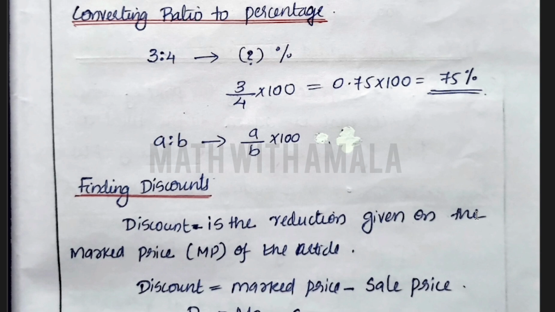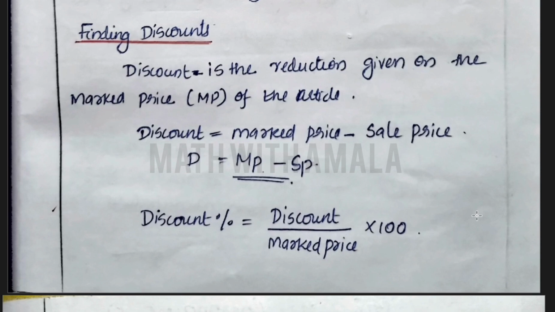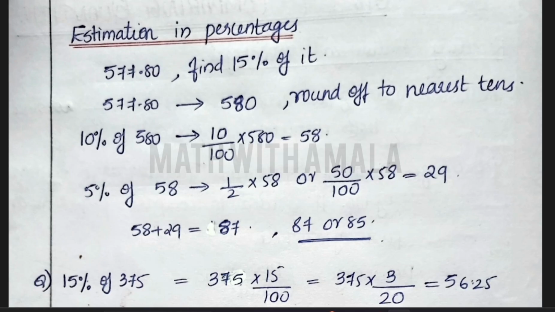Now, it is actually calculated on the marked price, that is MP, and the sale price is SP. So discount can be calculated like marked price minus sale price. If a product is having a discount of 10 rupees and the marked price is 20, then the sale price will be 20 minus 10. Sale price is 10, so the discount is 10 rupees. So D can be represented like MP minus SP, and that percentage can be calculated in this way: discount by marked price into 100.